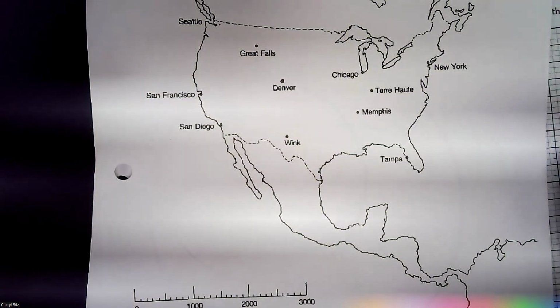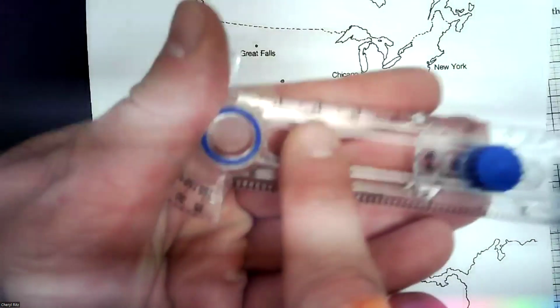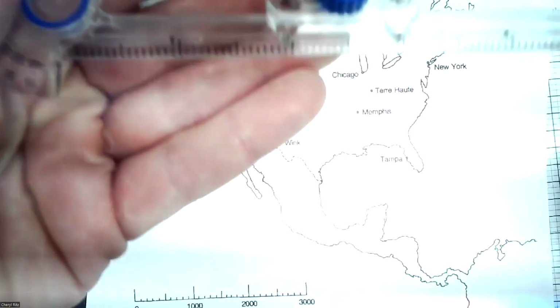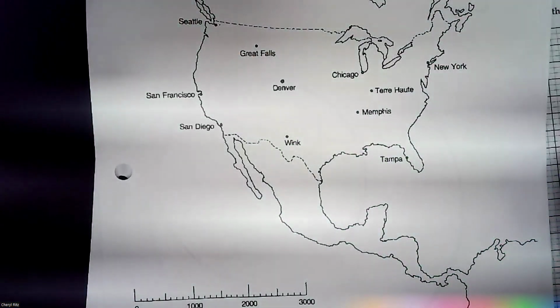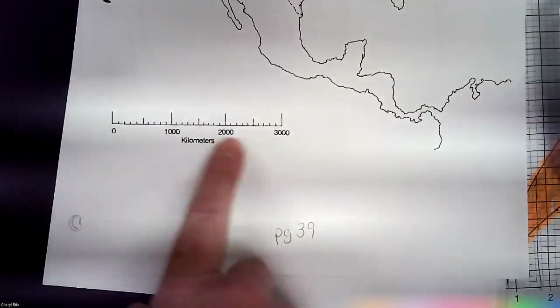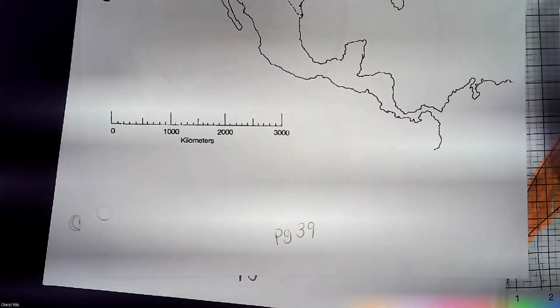The last thing I want to show you is, yes, the compasses have the rulers on them. That's great if you are asked to draw a circle with a radius of 3 inches or 2 centimeters. But we're not in this class going to be doing inches or centimeters. We need to do miles or kilometers, which are always listed on the scale here at the bottom of a map. So when I say, in fact, let's do this. Why don't you guys open your compass to 2,000 kilometers?